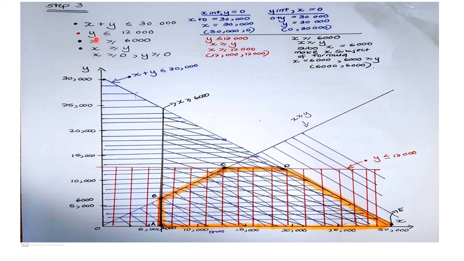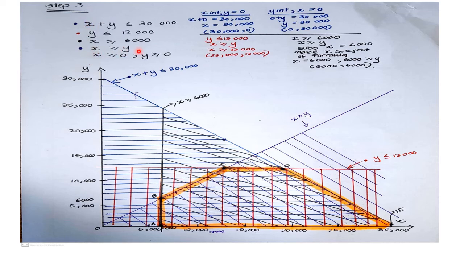Then we have y is less than or equal to 12,000, so we have 12,000 and 12,000. That is this line over here, the one going this way in red. And then we have x is greater than or equal to 6,000, which is simply 6,000 and 6,000. We have that line over here marked in black.